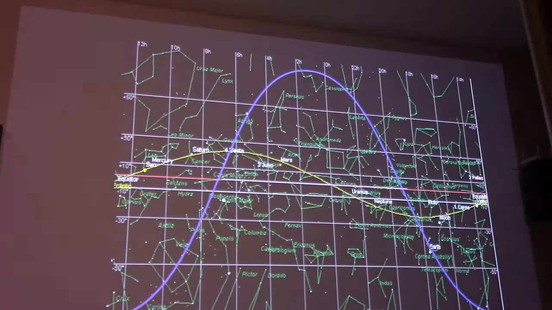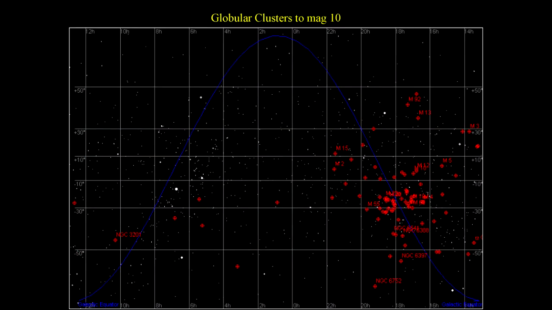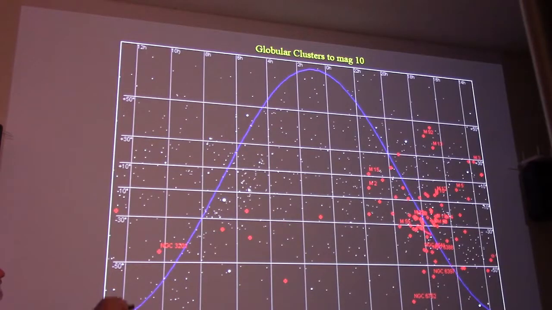So, predictions. Where do we have most of our globulars, or are they random? Comments? They're near the core of our galaxy. So most of the globulars are in the Sagittarius region. There are a few that are on the other side of the galaxy, but most are near the core.